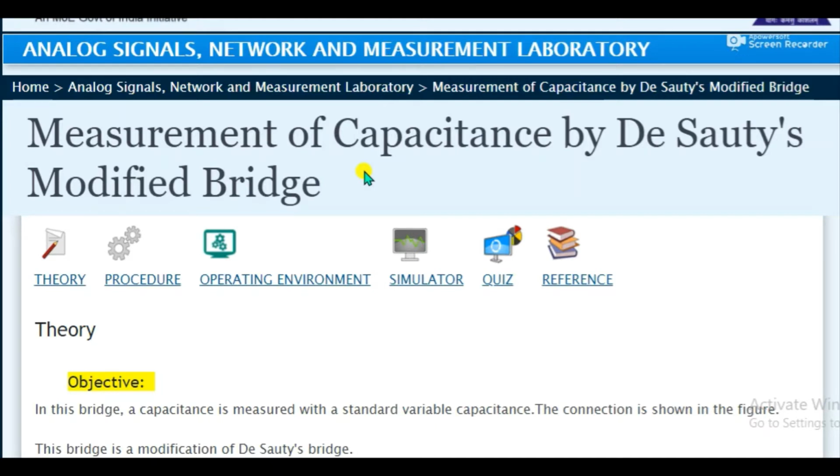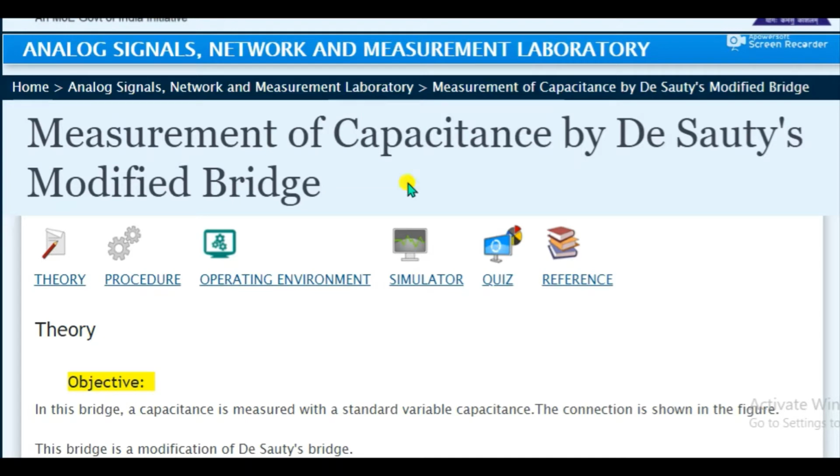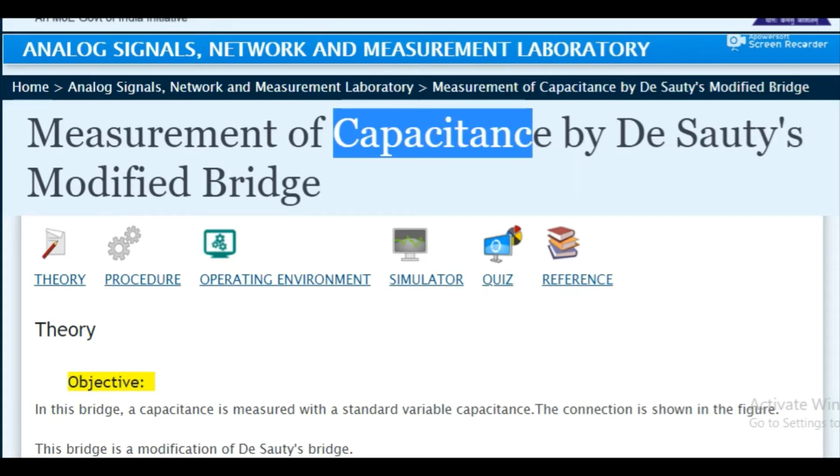So SAUTY bridge also works on the same principle, but this is used to measure the capacitance, as it is written over here. And earlier what we did was Phasor, that was needed for measurement of resistance. So the difference here is that this is used to measure the capacitance.